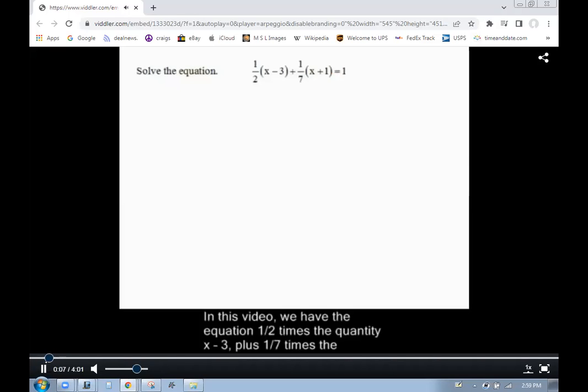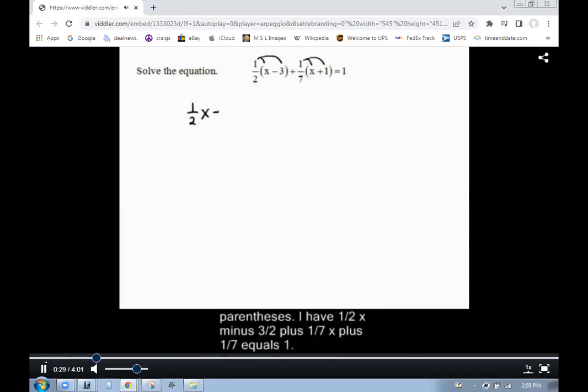In this video, we have the equation 1/2 times the quantity x minus 3 plus 1/7 times the quantity x plus 1 all equal to 1. I want to clear fractions, but first I'm going to clear parentheses. I have 1/2 x minus 3/2 plus 1/7 x plus 1/7 equals 1.